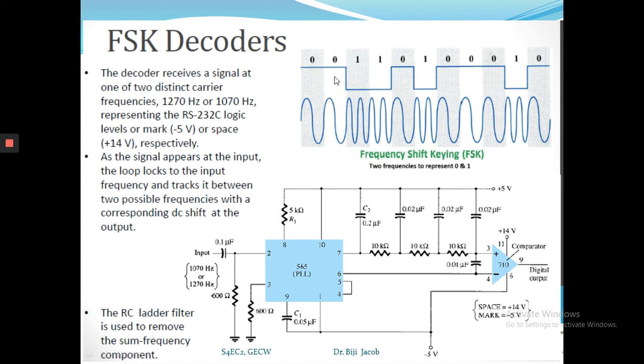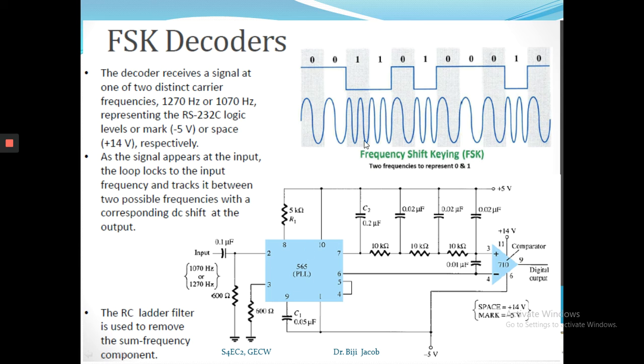So instead of transmitting ones and zeros as such, we will be transmitting two sets of frequencies. For digital zero, you may be using one set of frequency. For digital one, we will be setting another set of frequency. Usually, two sets of frequency, 1270 hertz and 1070 hertz, will depict the zeros and ones. So you will be using the PLL to demodulate this frequency shifting.